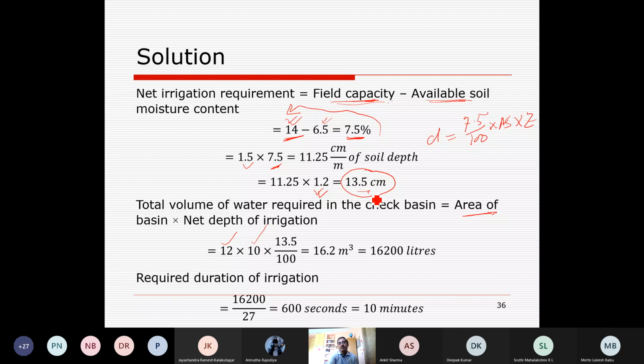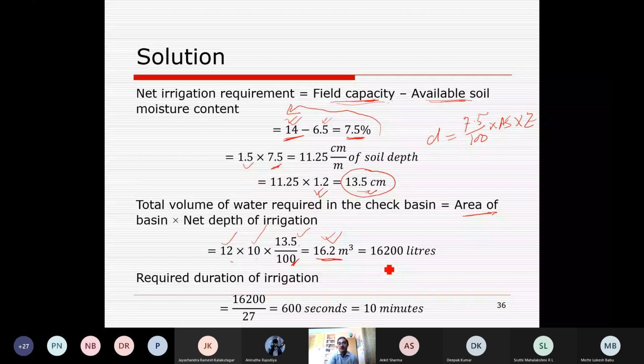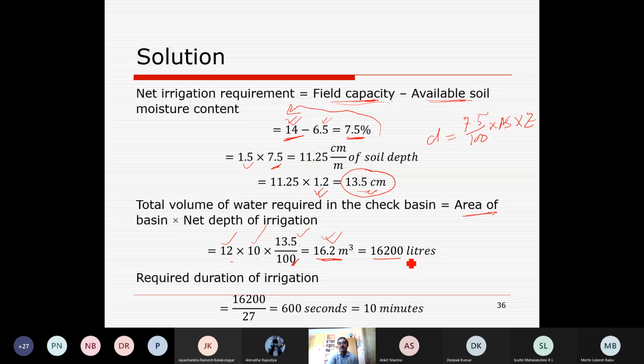It is in centimeters, so 13.5 divided by 100, that gives you in cubic meter, because it's meter, meter, meter now. So 16 cubic meter of water is required in this basin. That is exactly 16,200 liters.